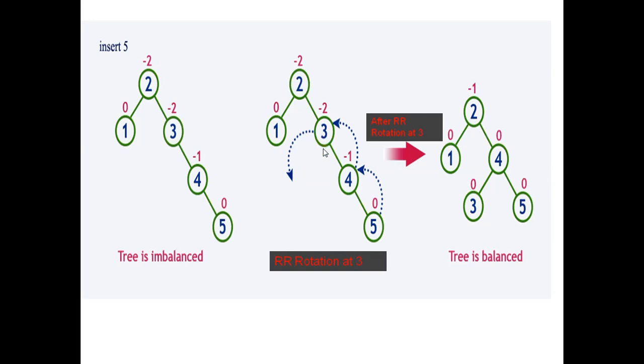Okay, so it is imbalanced from the right hand side. It is clearly visible, the value is minus. So we'll do RR rotation, so this will move down, this will come here, and this will come here. Okay, so we have this one. Now again we'll calculate the balance factor.